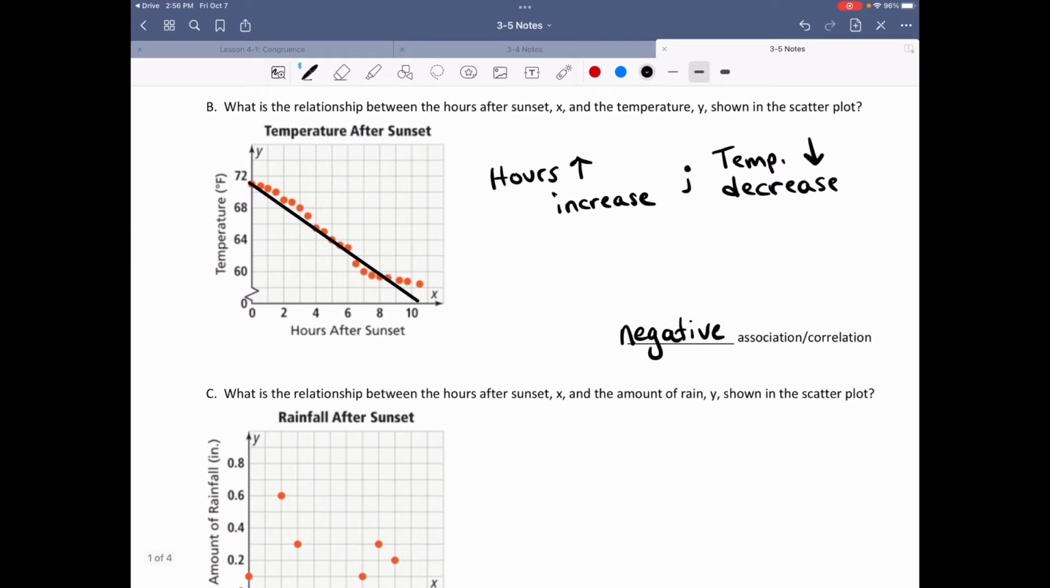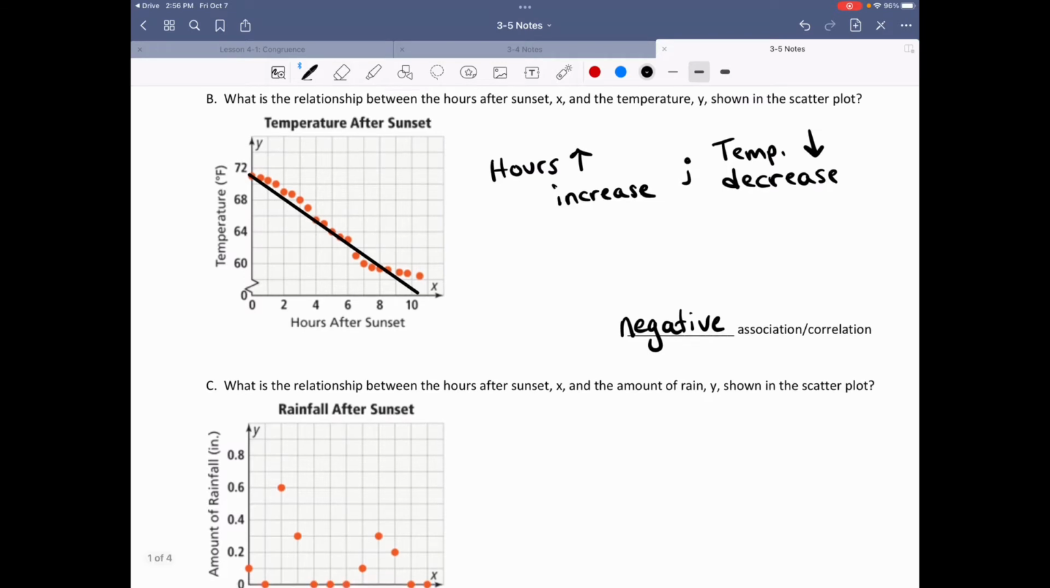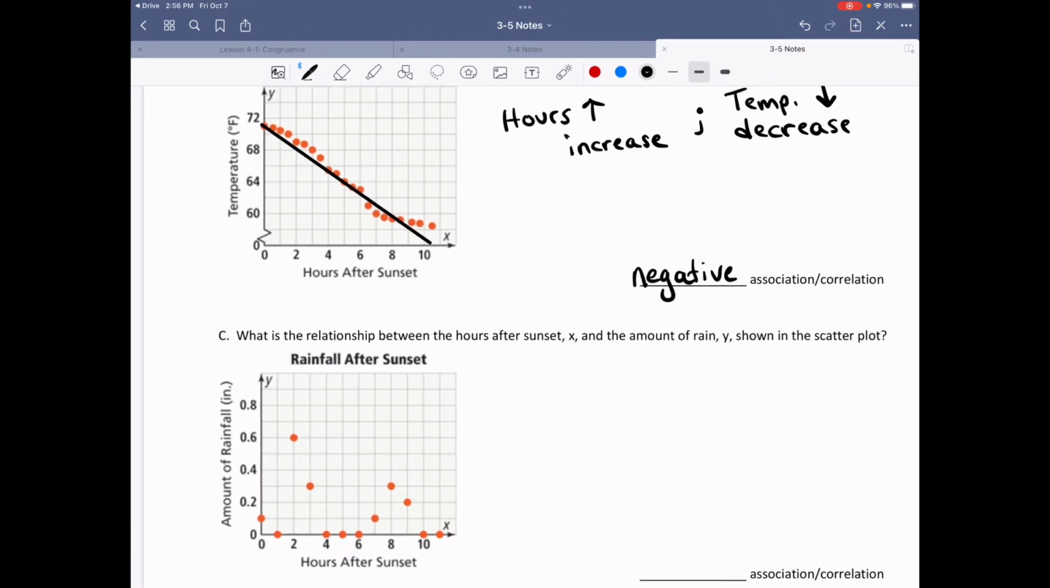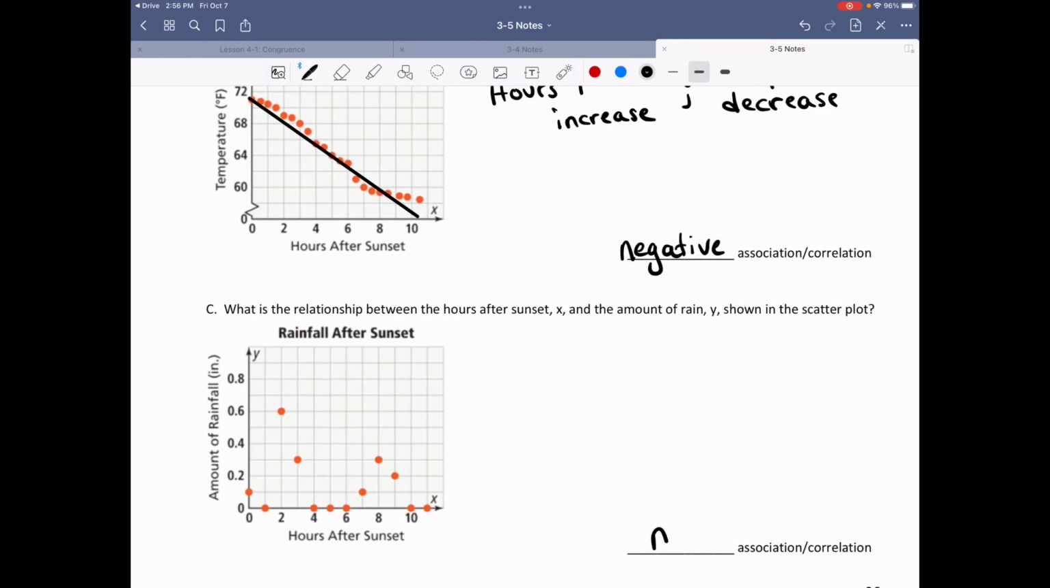For part C, what is the relationship between the hours after sunset and the amount of rain shown in the scatter plot? Well, there's a relationship, but it's kind of scattered. Like there's no correlation. So that's what we're going to write here. We'll just write no association or correlation. It doesn't matter how many hours after sunset. That does not seem to affect the amount of rainfall.